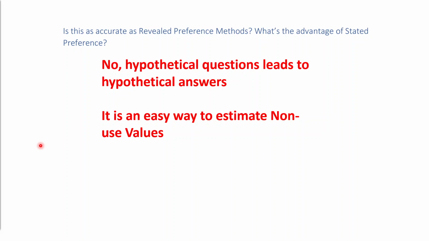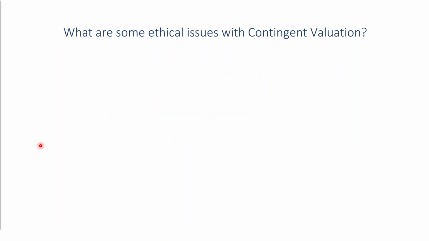And second, or not second, sorry. The advantage, however, is simply an easy way to estimate non-use values. Okay, so all the other methods don't adequately estimate non-use values. So this might be the only way. Actually, this is an easy way to estimate all values, direct use or non-use values. Stated preference is a simple and straightforward way to estimate all that.